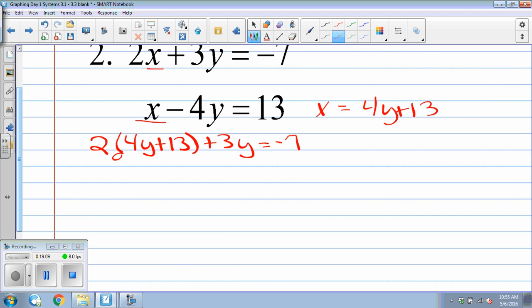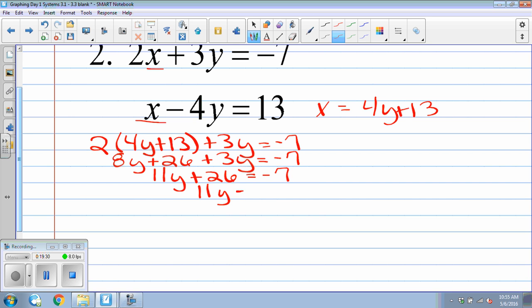So you get 8y plus 26 plus 3y equals negative 7. So you get 11y plus 26 equals negative 7. You subtract 26 from both sides, and you get 11y equals negative 33. Divide by 11, and you get y equals negative 3. So my y value is negative 3.